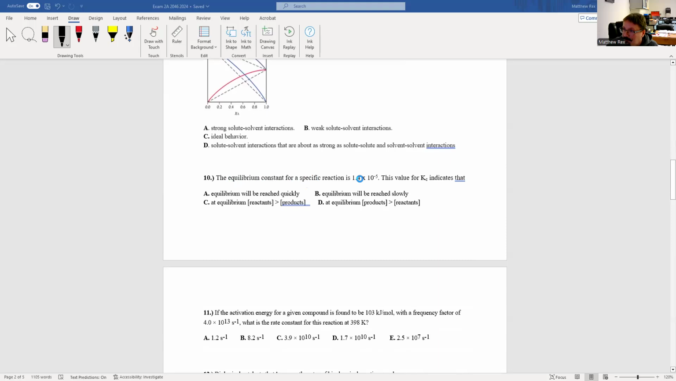The equilibrium constant for a specific reaction is 1.4 times 10 to the negative 5. This is similar to one of your practice exam questions, but there it was 10 to the 5, so it was a very large number. And in this one, it is the negative 5, so it is a very small number.